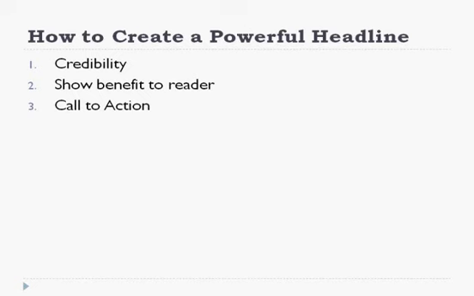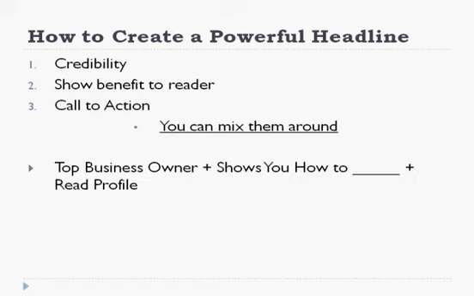And I know you're thinking, well, what do I need to do? Well, I'm going to show you how to create a powerful headline. It's a specific formula, very easy, just 3 different pieces. You need credibility, you need to show the benefit to the reader, and you need a call to action. Now, you can mix these up if you choose to do so. For example, you can say top business owner, which is the credential, shows you how to blank, which would be a benefit to the reader, and then read profile would be the call to action.